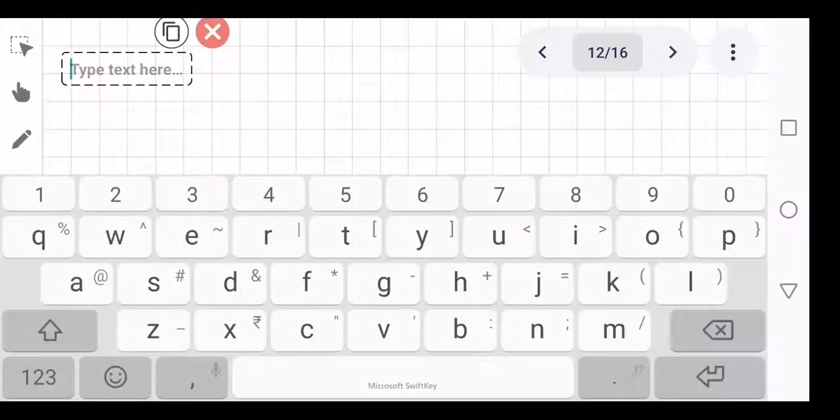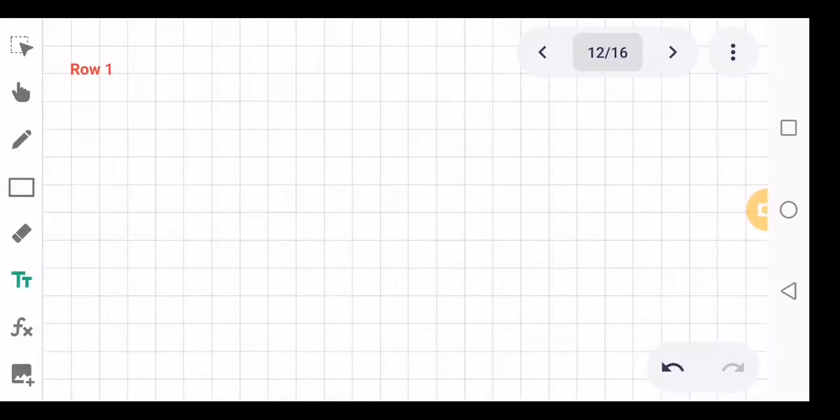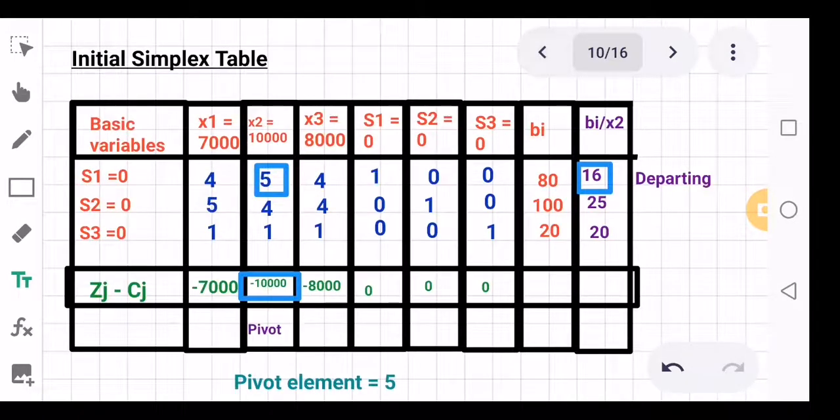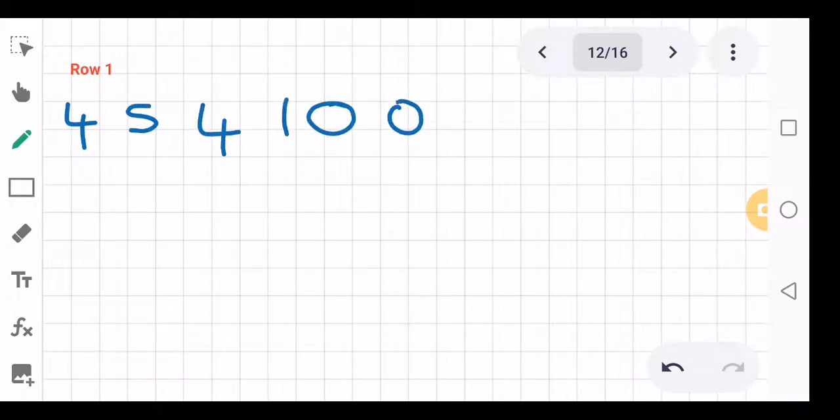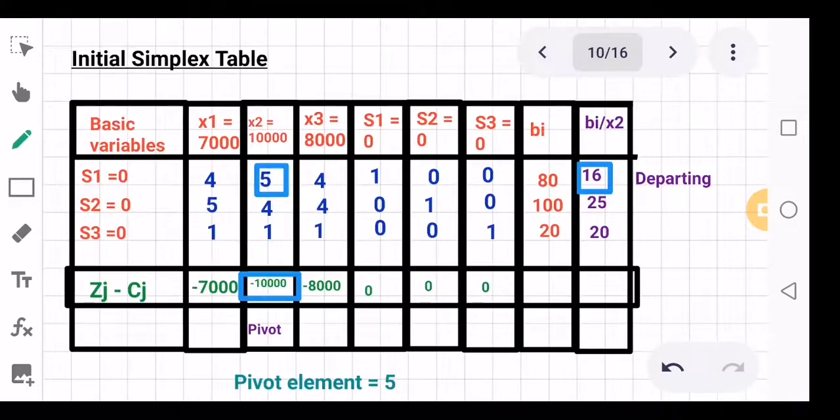Let me show you this. I'm solving row 1 separately so that there is no confusion. For row 1, let us note down the elements: 4, 5, 4, 1, 0, 0. These are the elements for row 1. We'll be dividing them by 5.